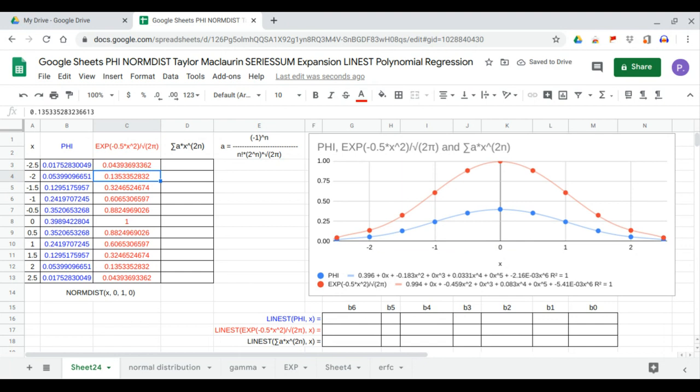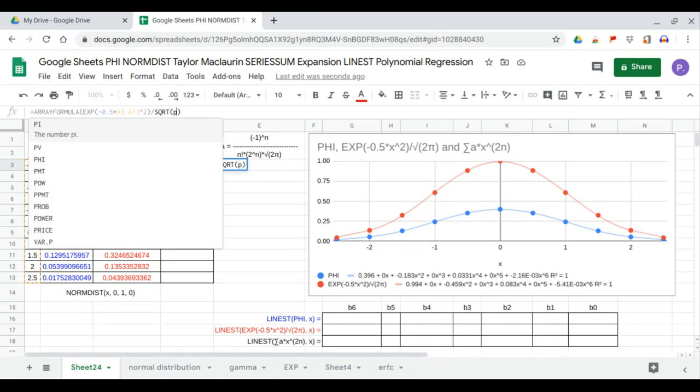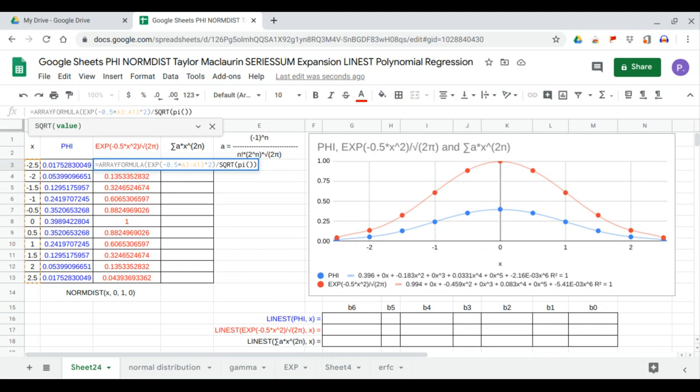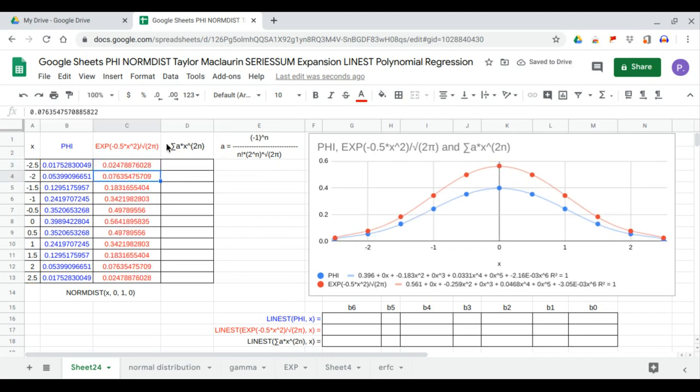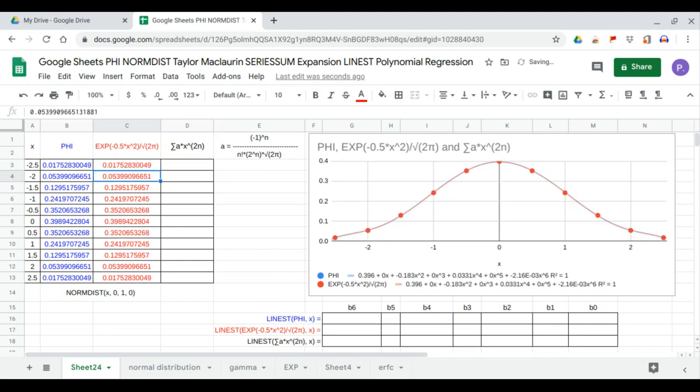Now we're closer. Next, we divide by the square root of 2 pi. So this is divided by the square root of, let's start with pi. We're almost there. Then multiply by 2, 2 times pi. Now we got the exact same results.